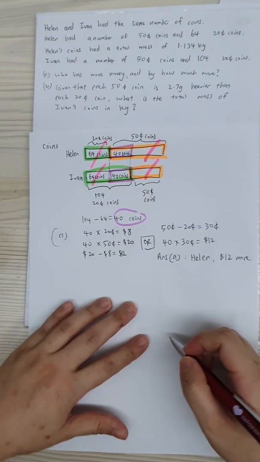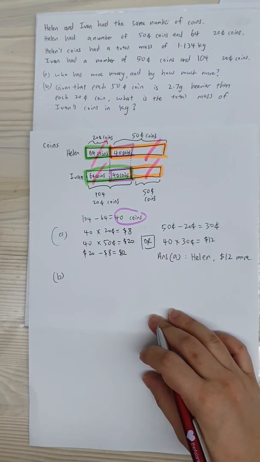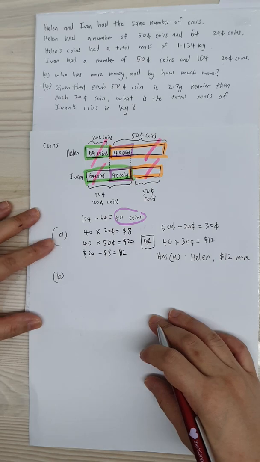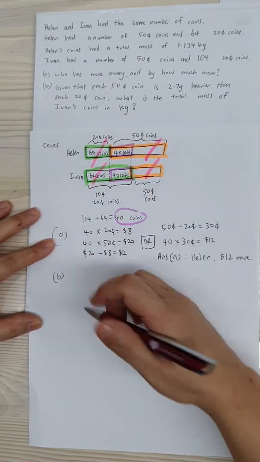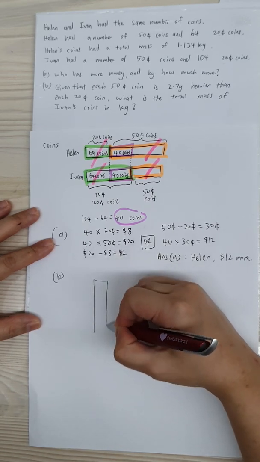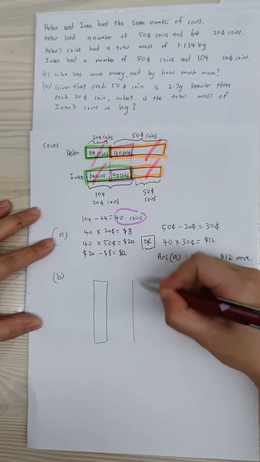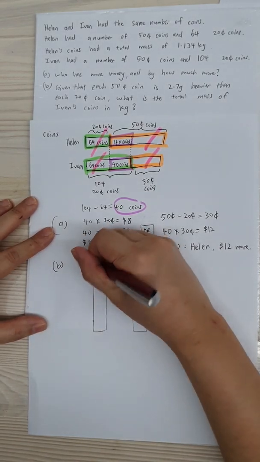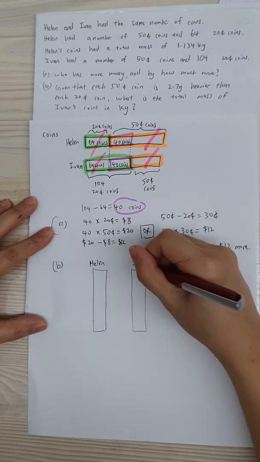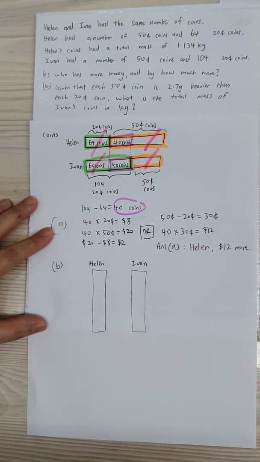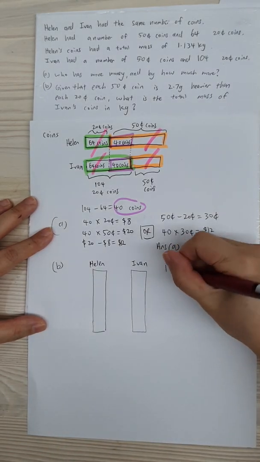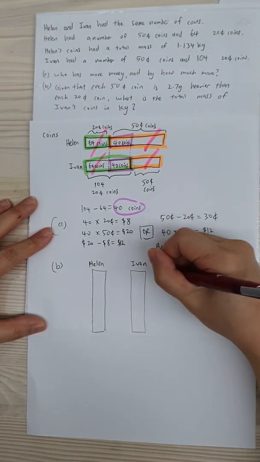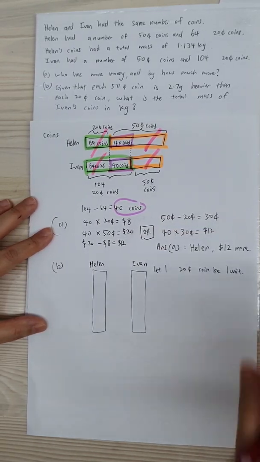That is your A. Now let's do B. Given that each 50-cent coin is 2.7 grams heavier than each 20-cent coin, what is the total mass of Ivan's coins in kilograms? Again, I'm going to draw, but this time I will draw it downwards. Again, the same two rectangles of the same size. Mark out Helen and Ivan. Now let one 20-cent coin be 1 unit.